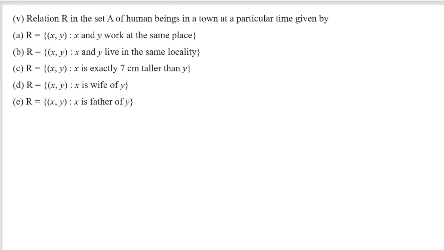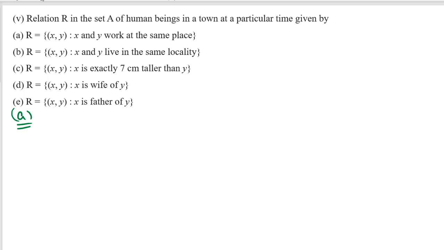So let's get started. Let's see how we can do this question. Okay, so for the first part, I am going to tell you about the A part, and the remaining parts you can do by yourself because it is the easy one, not the difficult one. So what is given here? R is equal to x comma y, x and y work at the same place.